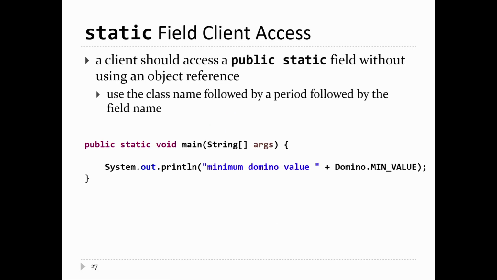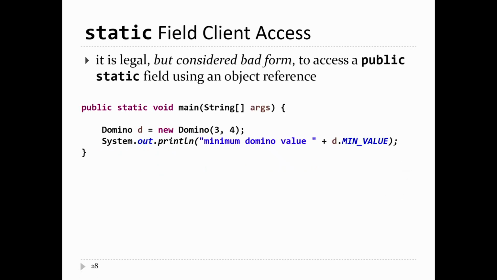When you're using a static field, you always access it using the name of the class. So for example, if you wanted to print out the minimum value of a domino, you would write System.out.println(Domino.minValue). Unfortunately, the language says it's legal, but considered bad form, to access a public static field using an object reference. So it's legal to make a Domino object and then write d.minValue.